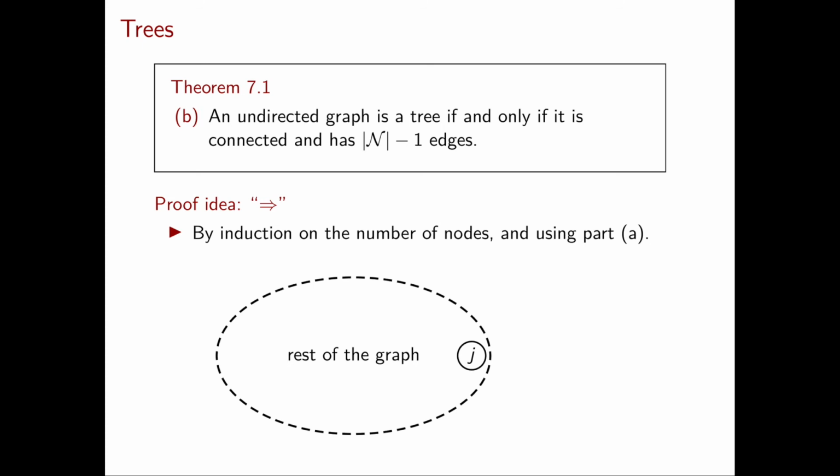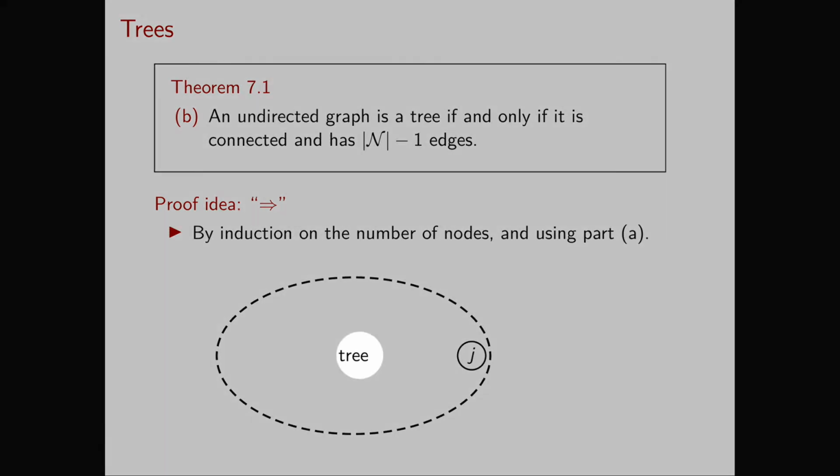Now I claim that the rest of the graph is a tree. How can we show that? Well, we only need to show that this new graph is connected and has no cycles, using the definition of tree. Of course, it has no cycle, because if it had any, then the original tree would have had the same cycle, which is of course not possible. So to prove that our new graph is a tree, we only need to show that it is connected.